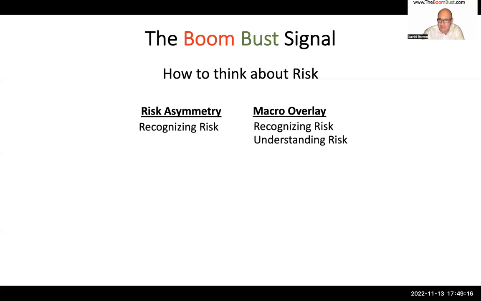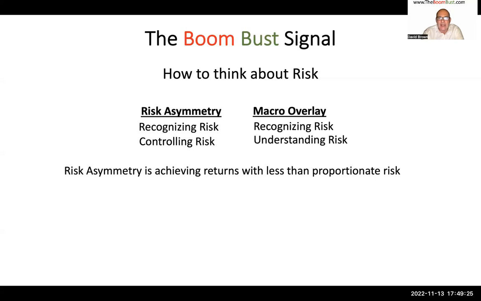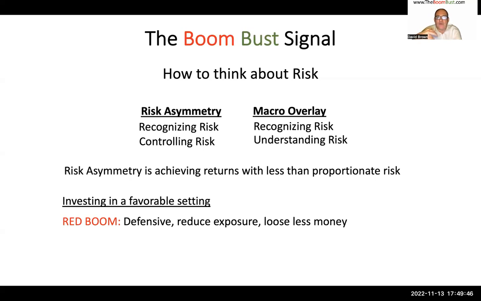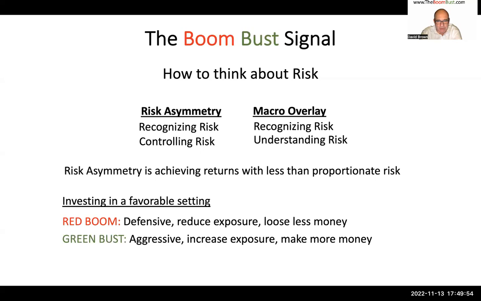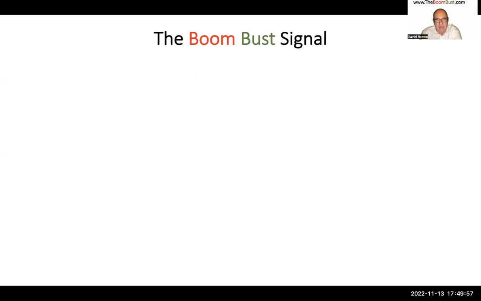So the macro overlay will help you to understand risk, and the risk asymmetry not only recognizes risk, but will help you to control it. So why is it so important that our algo is based on risk asymmetry? Because you want to try to achieve a higher return with less risk. Therefore, you want to be able to invest in a favorable setting where when you see a red boom, you want to be more defensive, reduce exposure, and obviously lose less money. And when you see a green bust, you want to be more aggressive, increase exposure, and make more money.